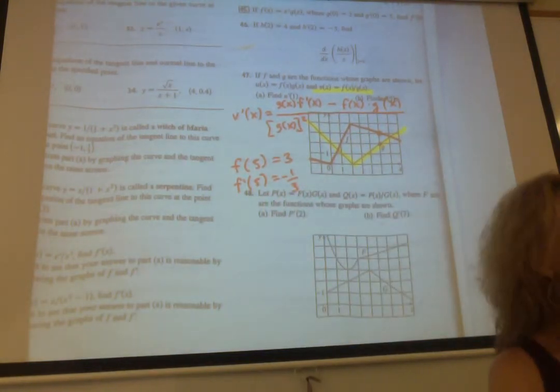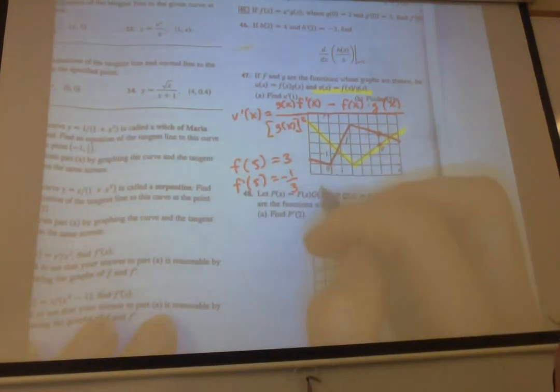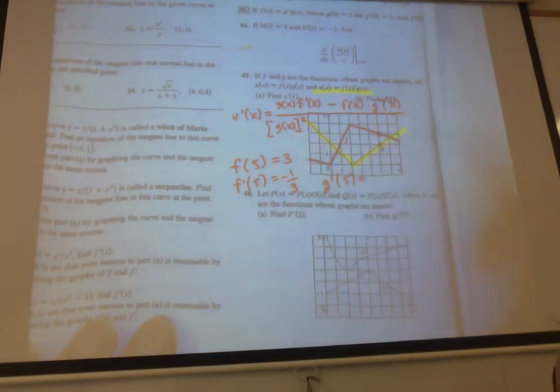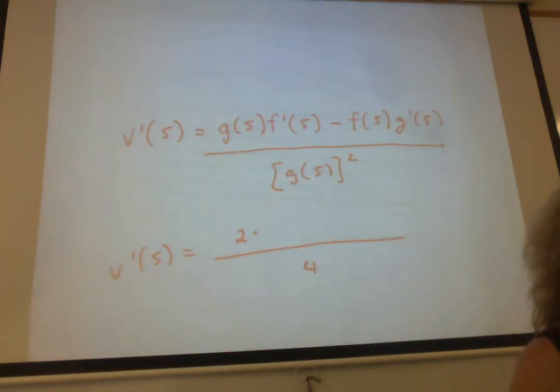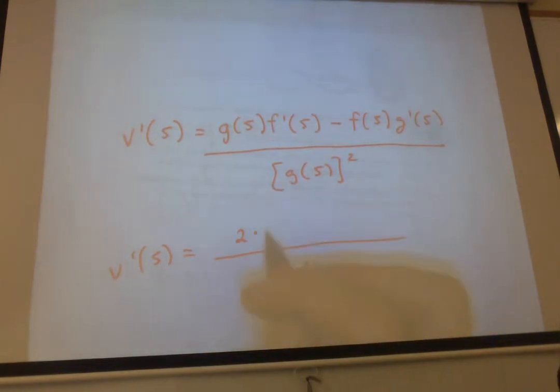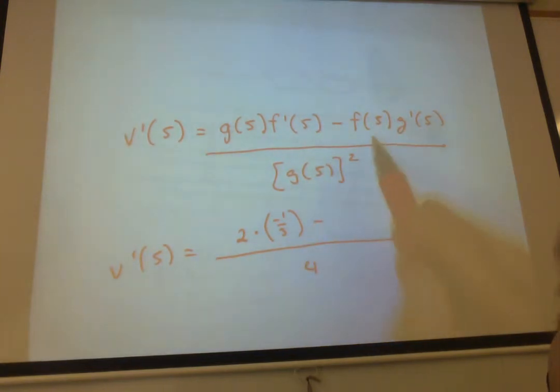So I'm going to go back. While I'm at it, just to save time, we do need to still find g prime at 5. So right here, it looks like this is a positive slope. It's also linear. Looks like if I go from here to here, I'm going up 2/3. So yes, it is 2/3. All right. So I need to go back and plug those in. So this was negative 1/3. This was 3. And this was 2/3.